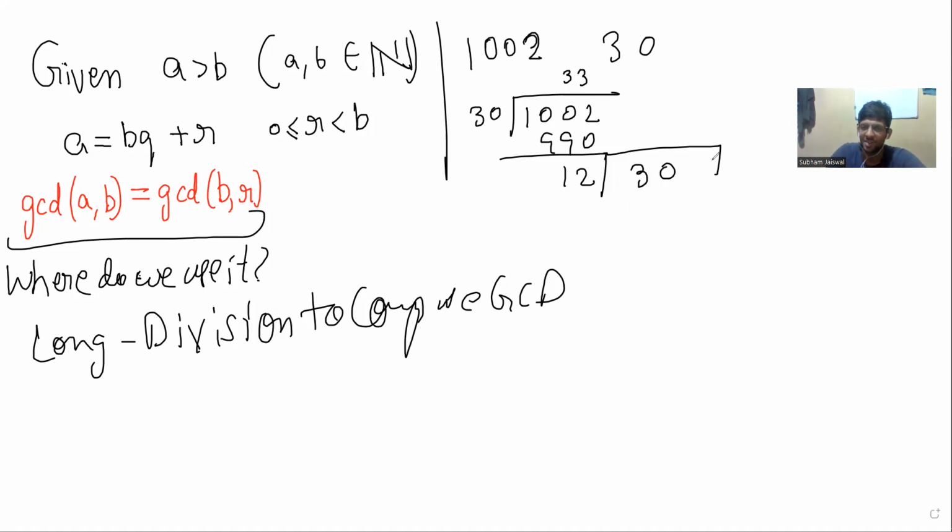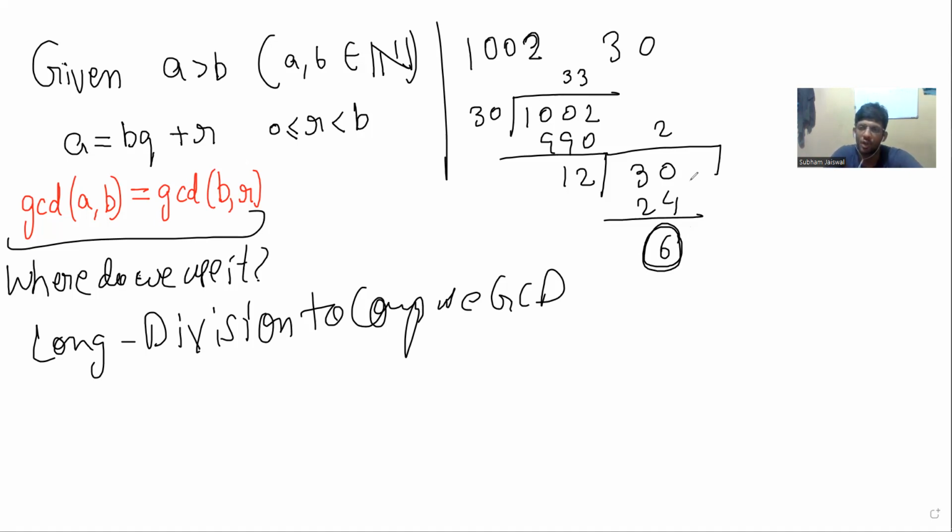Has anyone of you ever asked the question, why does this work? So 24 and then 6, and 6 fully divides. So you stop. And then you say that because this fully divides 1002, this is the GCD. But why is this a GCD? Well, in this case it works, but why will this always work? Why does the method work?